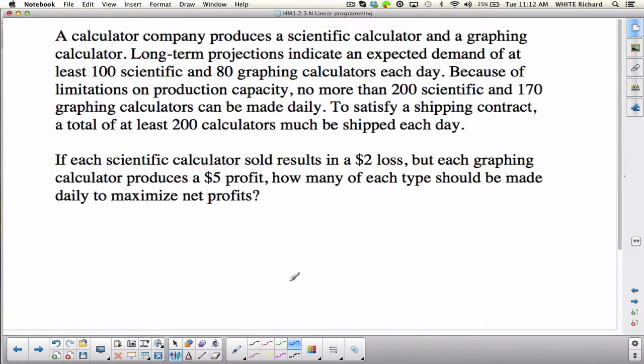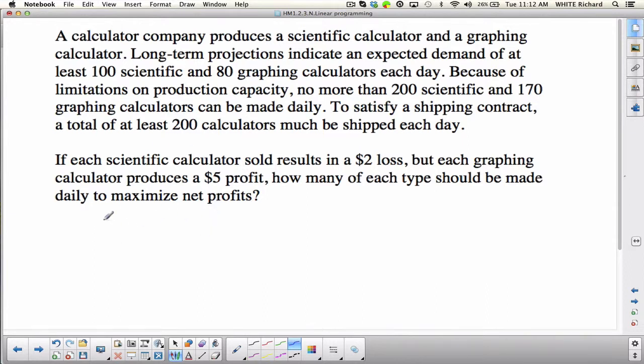Hey, here's a linear programming problem about calculators, and we're going to do this one with GeoGebra, and that'll help take out a lot of the work. So a calculator company needs to have scientific and graphing calculators. Long-term projections mean the demand is at least 100 scientific calculators and at least 80 graphing calculators.